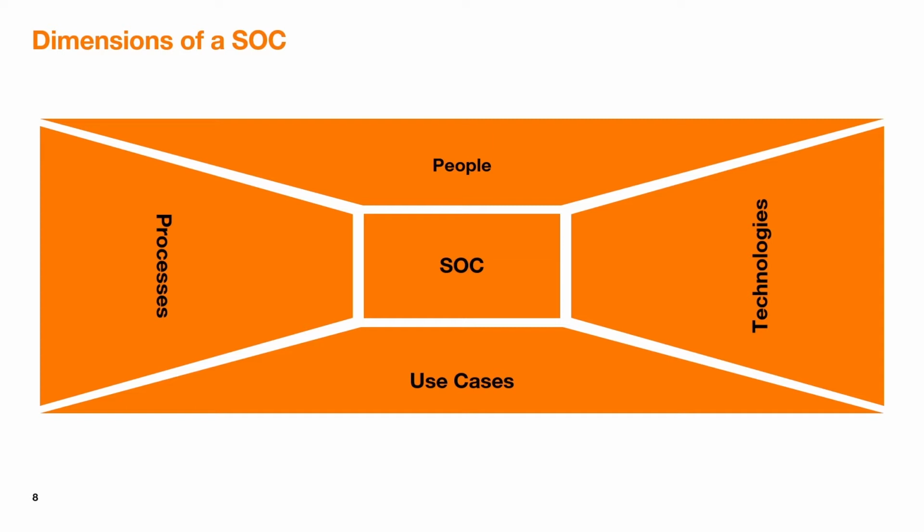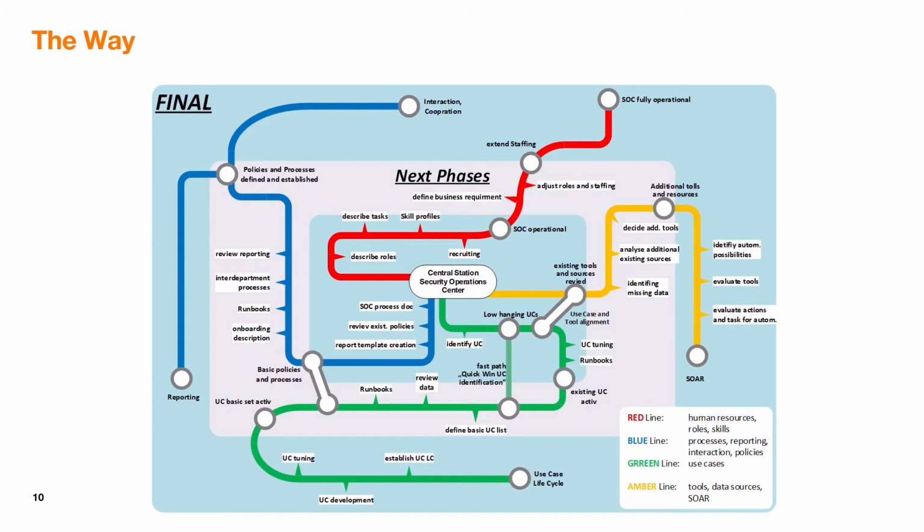And to build a SOC, it's a journey, it's a path, and you can make a path visible with a map. So we decided to draw the path to build a SOC as a subway map, starting from the center, building a SOC with the four lines, which represent the four dimensions of the SOC, and it's built in layers. So starting from the center, you have to do the preparation.